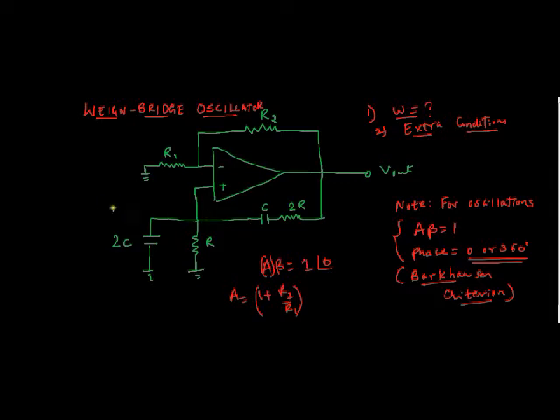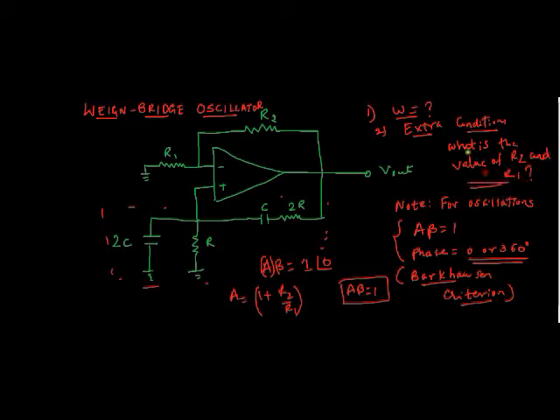This is a feedback network. So we need to design R2 and R1 in such a way that A beta is 1. We'll see how to do that, and also we need to maintain that the phase around the loop is 0 or 360 degrees. We'll do it step by step: how to calculate omega and also the extra conditions. By extra conditions we mean the values of the R2 and R1 resistors. Okay, so in this video we'll calculate two things.